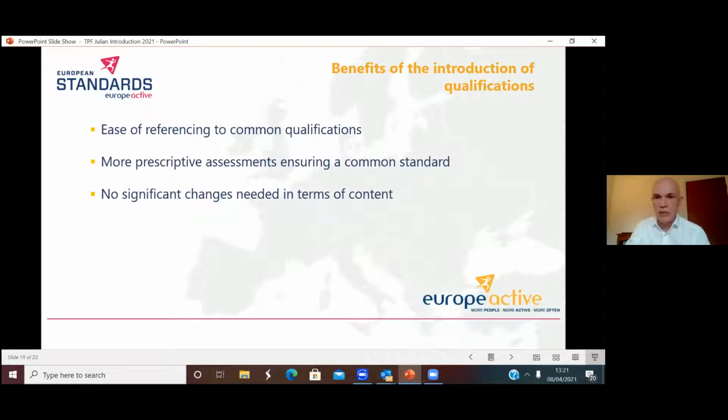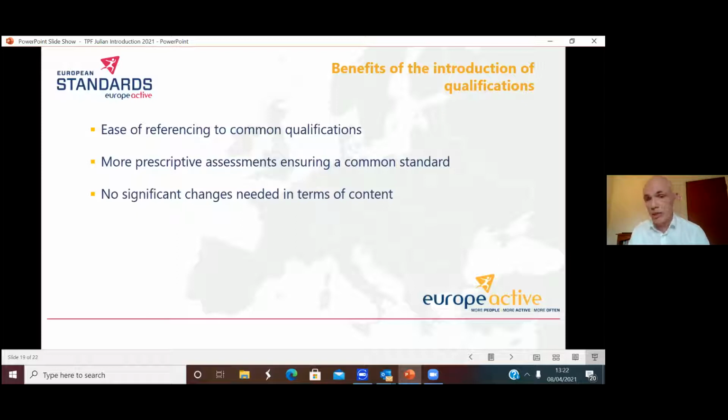Okay, so benefits of introduction of qualifications: ease of referencing to common qualifications. It will be much easier for you to relate, to map, if you like, your syllabus, your courses to those qualifications. More prescriptive assessments, ensuring a common standard. That's not to say that there isn't going to be flexibility there, but there is going to be more prescription, more clarity from us in terms of what those assessments should look like.